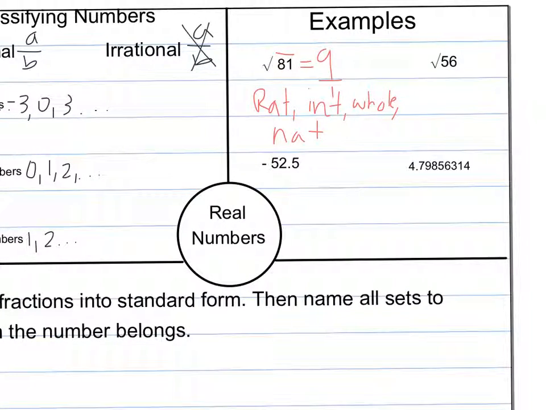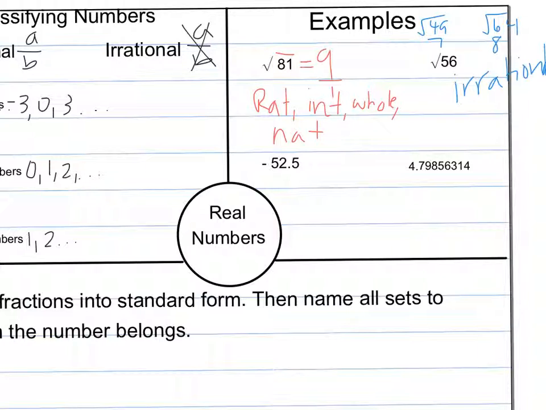Square root of 56, if you plug that into your calculator, maybe you don't have a calculator, you're going to know that that is between the square root of 49 and the square root of 64. So it's between 7 and 8. But it's going to be a decimal that continues without repeating, so it does not terminate and it does not repeat. This would be an irrational number. And then you're done. If you know it's irrational, you're done in the sets.